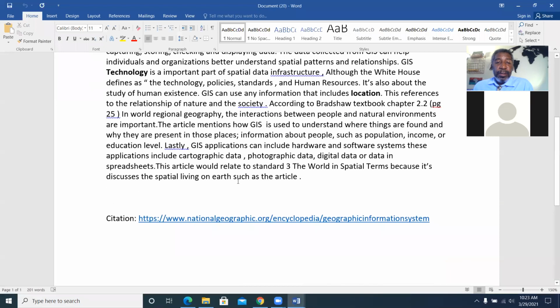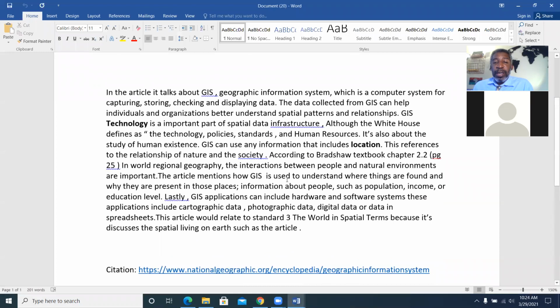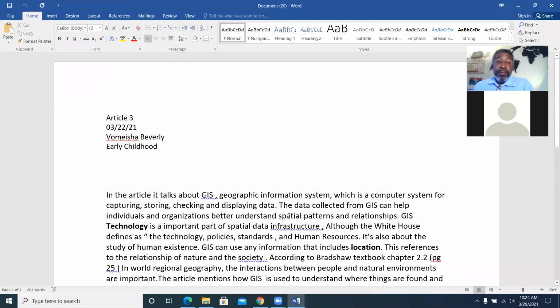Other than that, just this one needs just a little bit of work. Needs a citation, but relatively well done. Just needs a little cleaning up from this point forward.